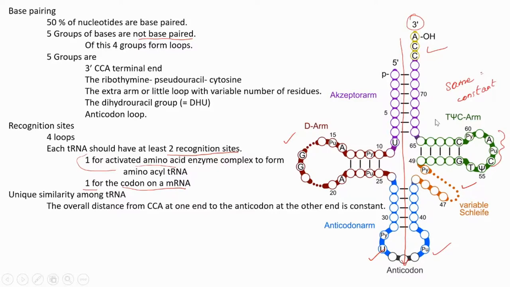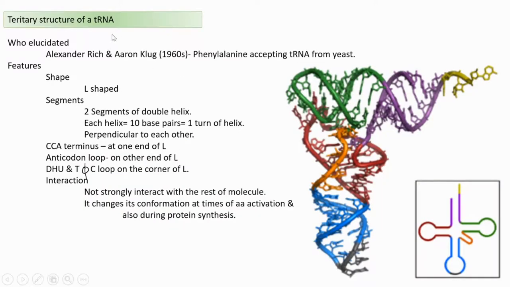Okay, next, tertiary structure of tRNA. We know that primary structure means it is only the extended polynucleotide chain. Secondary structure means it is again folding back. Then tertiary means this folded structure again folds to give the tertiary structure. So we are going to see the tertiary structure of tRNA.